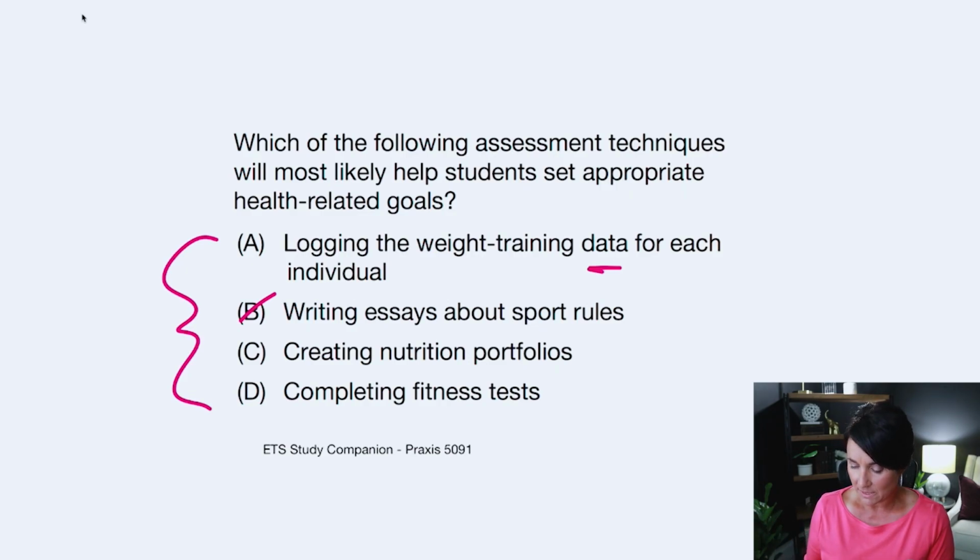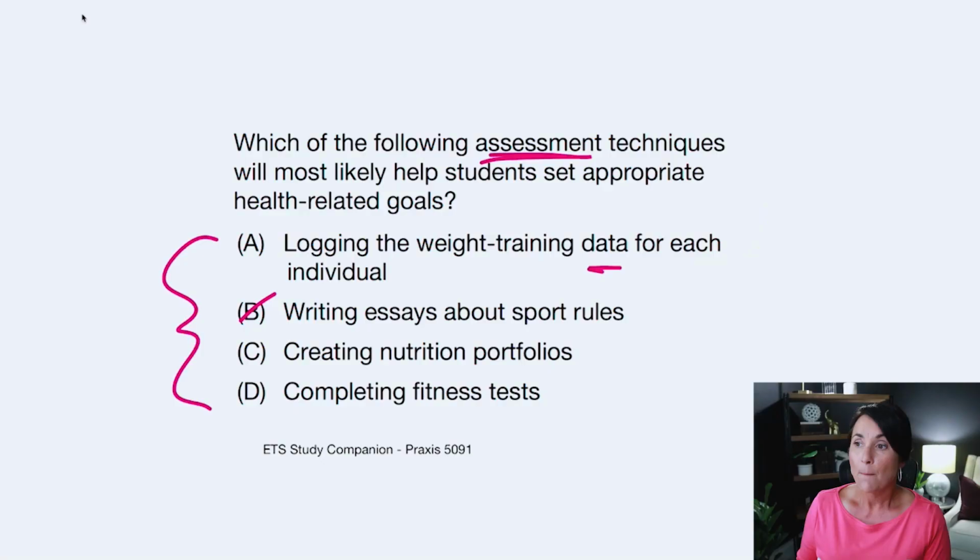Which of the following assessment techniques, all right, I'm looking for assessment, will most likely help students set appropriate health-related goals? All right, so we have logging the weight training data for each individual, creating nutrition portfolios, and completing fitness tests. Now, I chose this one because it's kind of hard. Logging the weight training data for each individual sounds like a good thing, but we're trying to set goals. And so when we're trying to set goals, what do we need? We need a baseline, right?